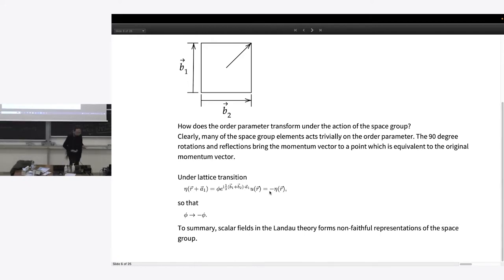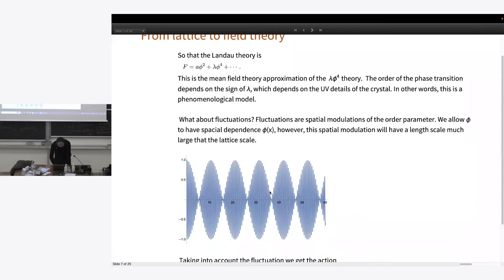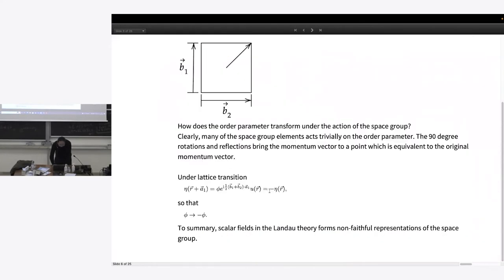So what I'm trying to say here is that the scalar fields in Landau theory of the structural phase transition form some unfaithful representations of the space group, because many elements, like T squared and rotations, are represented just as identity. So they are not faithful representations. This is actually a very cool group theoretical question in the classification of the representation theory of the space group. Now we know it's unfaithfully represented, and the elements that are faithfully represented are just Z2. It's just flipping the sign of phi.